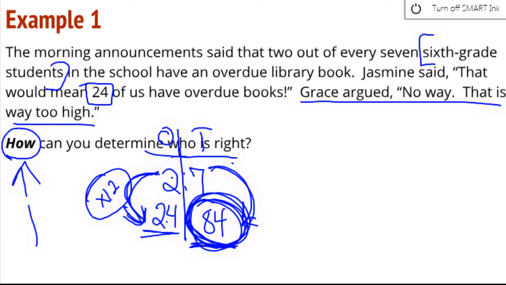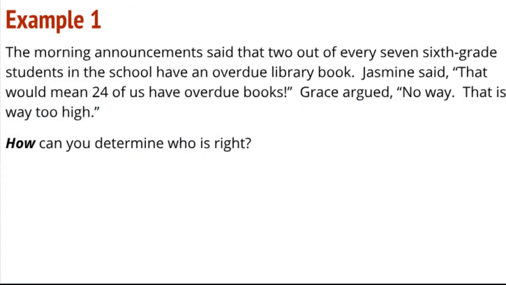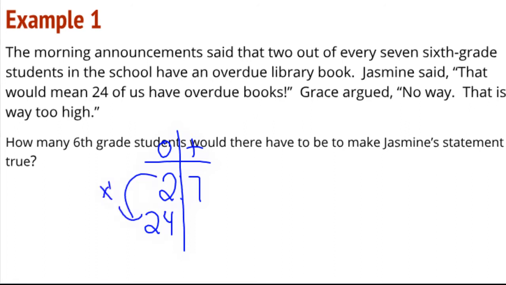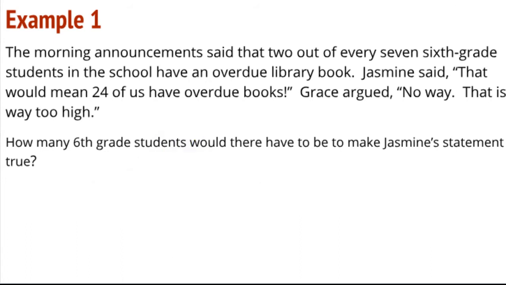So to know how we could determine who is right, we need to know what the total is. So to make Jasmine's statements true, and we already looked at this, 2 to 7. So this is the number of overdue books, and this is the total number of students. And we're going to scale up to 24 for Jasmine's statement. And we know that we multiplied by 12. And as we learned in the last lesson, we have to multiply both parts of the ratio by the same number. And we would find out that there would need to be 84 students for Jasmine's statement to be correct.